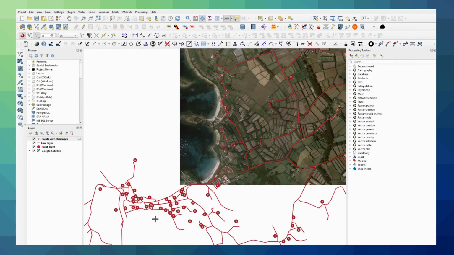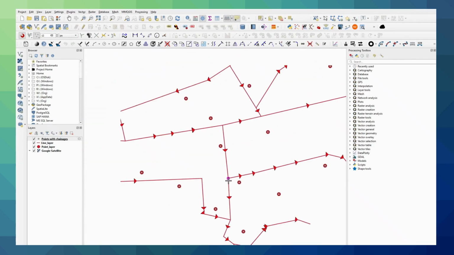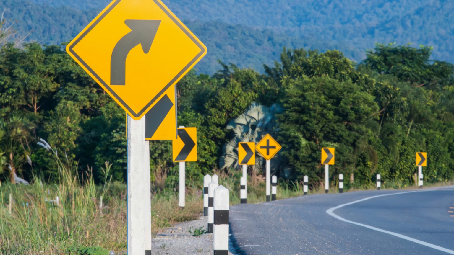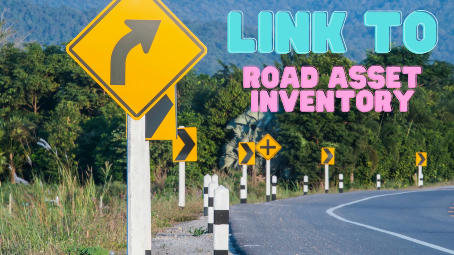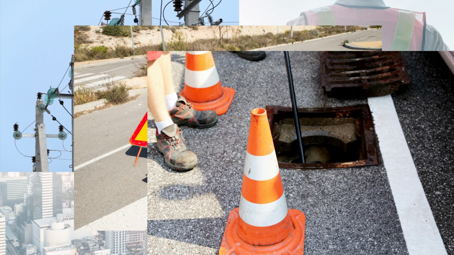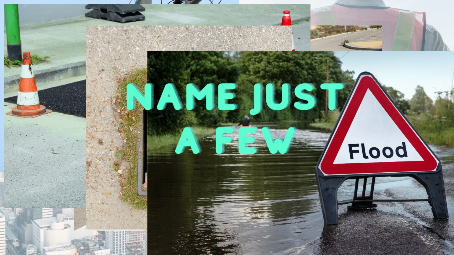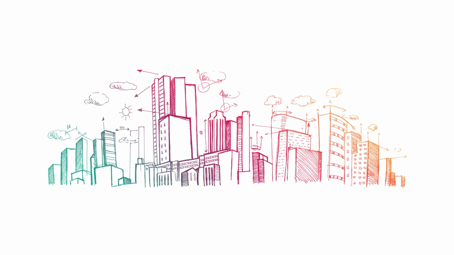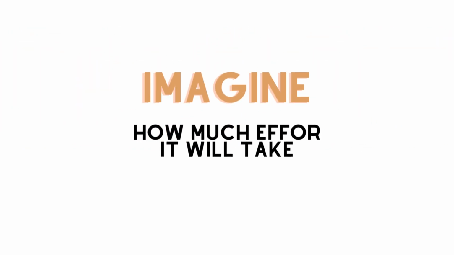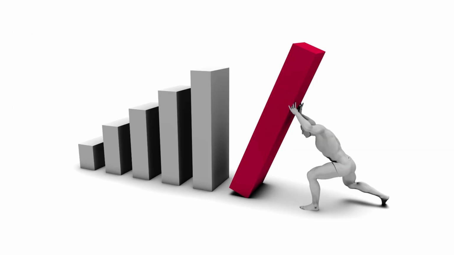All right, how you can benefit from this tool? Well, you can create a reference or a link between different assets like traffic signs with road inventory, utilities, drainage asset, maintenance works, specific events like flooding, to name a few. And it might be needed for a whole city or even a whole country. Now imagine how much effort it's going to take to do it manually. So we have managed to do it in a few minutes or less.